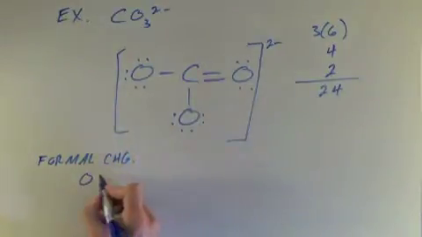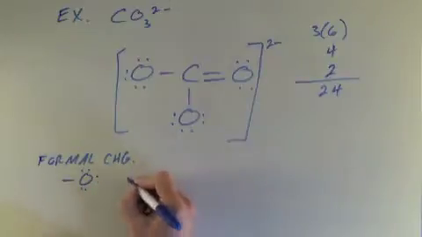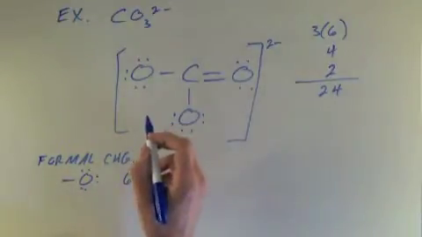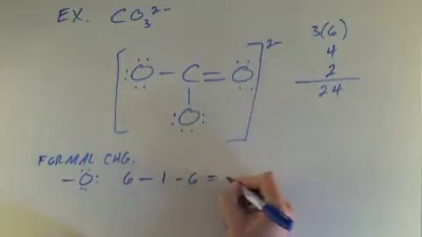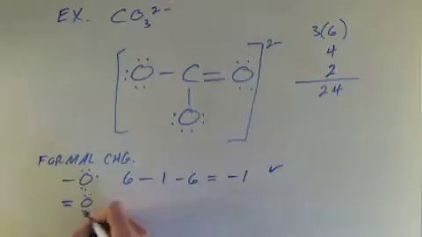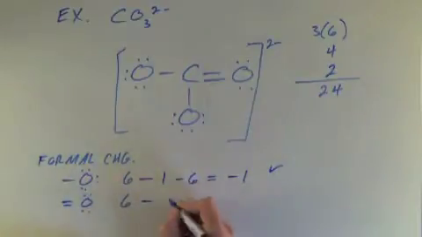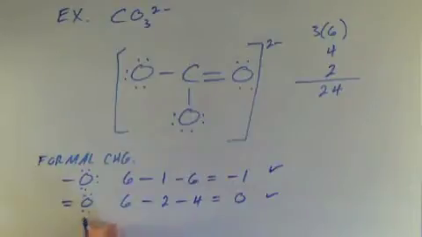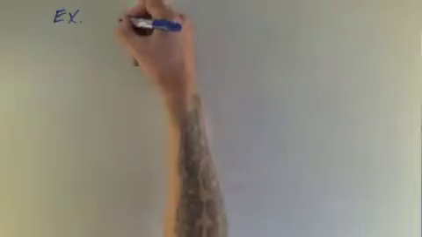So we'll look at the formal charge on things. Now there's 2 different forms of oxygen here. That one, the single bonded oxygen, 6 minus 1 minus 6 is minus 1, which is perfectly okay for oxygen. Then the double bonded oxygen, 6 minus 2 minus 4 equals 0, which is good. And for the carbon, that's also 0. So it's perfectly okay to have oxygen with 2 different formal charges there.